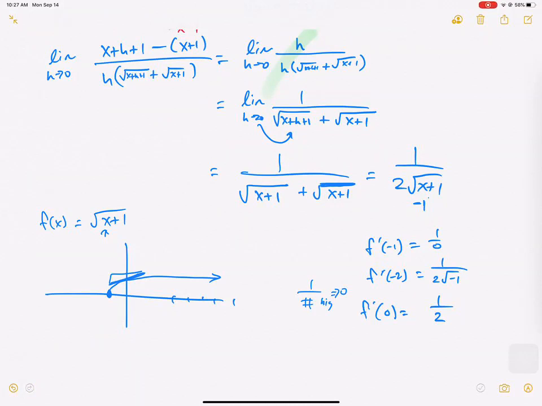Okay, that's it. That's what we're going to do to find instantaneous rate of change. We have our 3 different types: basic polynomials, fractions, and square roots.